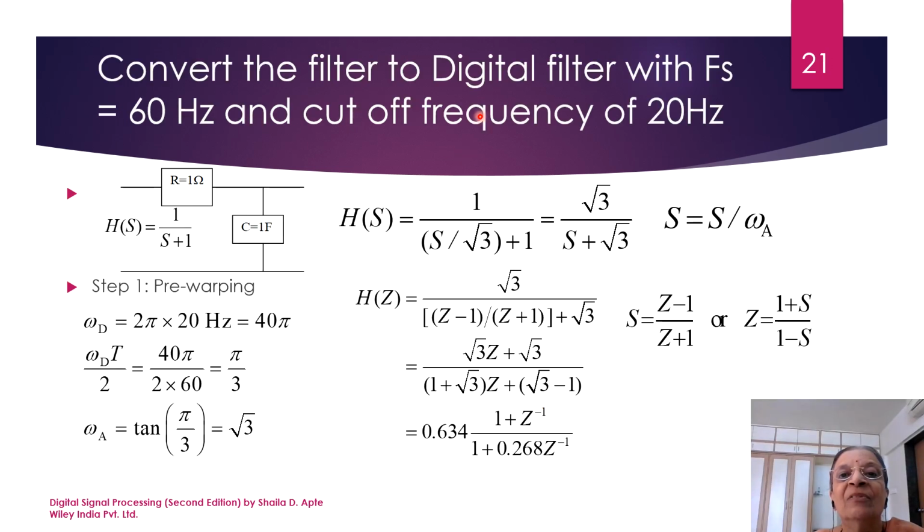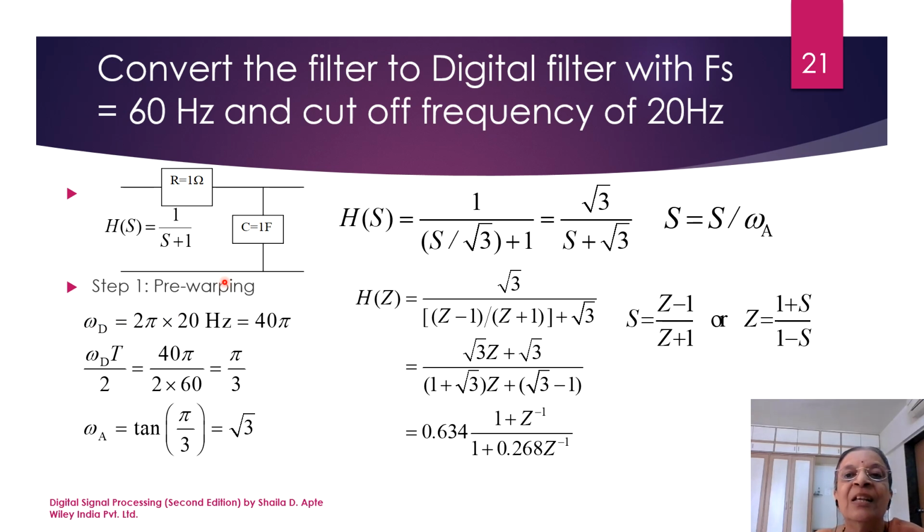Now let us see how to convert the filter to a digital filter, considering fs equal to 60 hertz and a cutoff frequency of 20 hertz. So this is the filter given to you. The corresponding H(s), the s domain transfer function, can be written as 1 upon s plus 1. This you are familiar with. Now what I will do is first do the pre-mapping, that means convert this omega d to omega a.